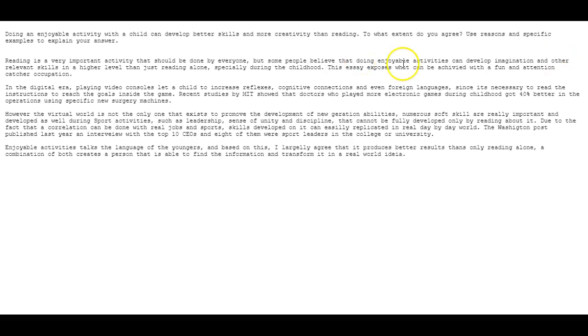All right, this was fine except for this attention catcher occupation. That's not an appropriate collocation. It doesn't really tell us what you want it to tell us in English, so it should be something else. It should be attention getting activity. I think you mean something like that instead. All right, so let's keep going.